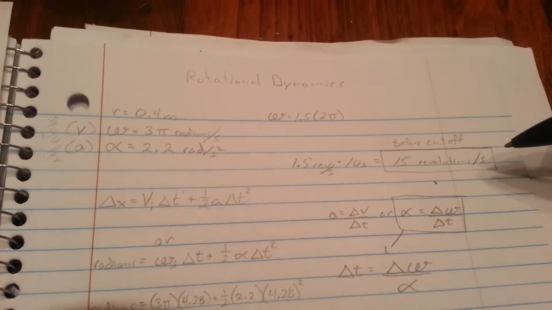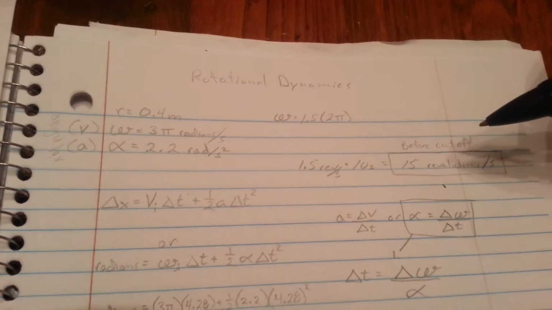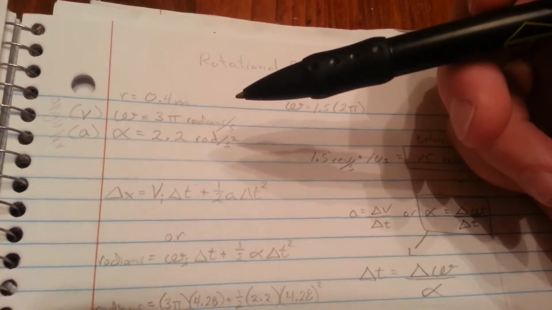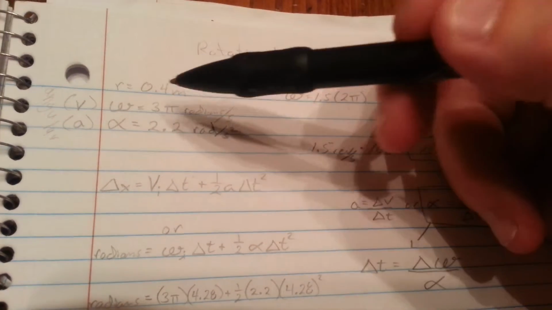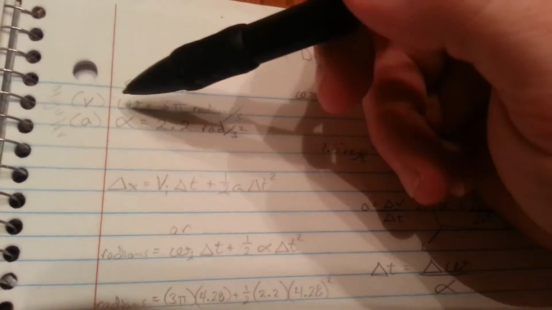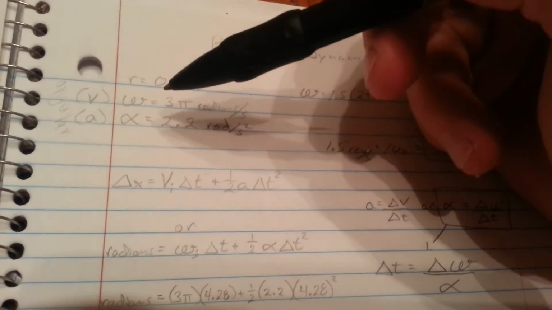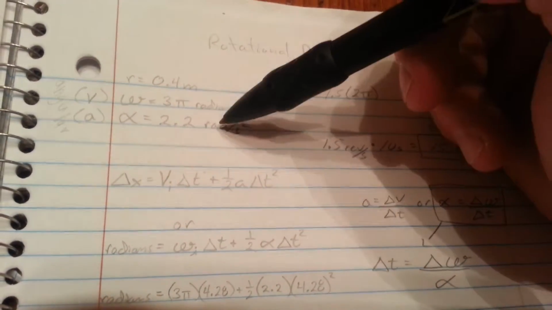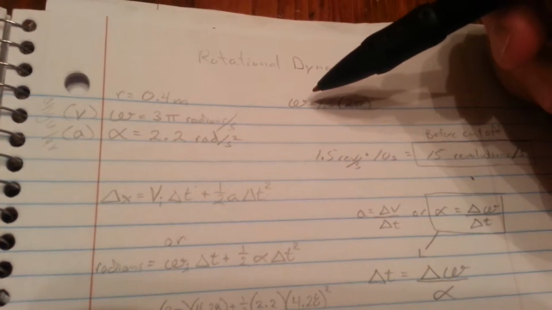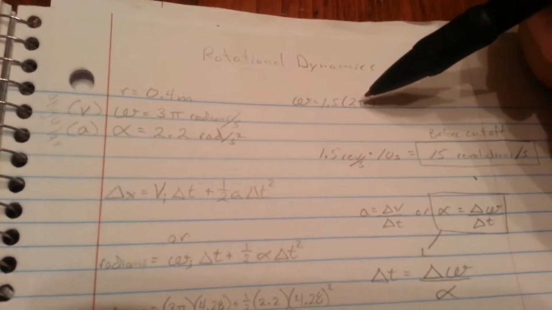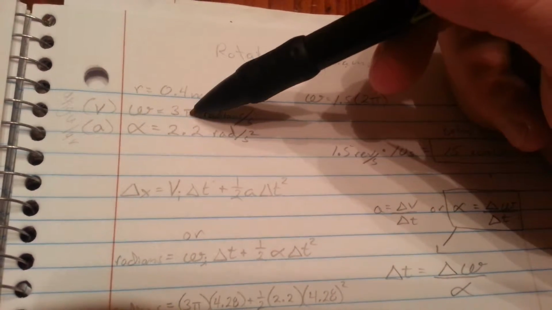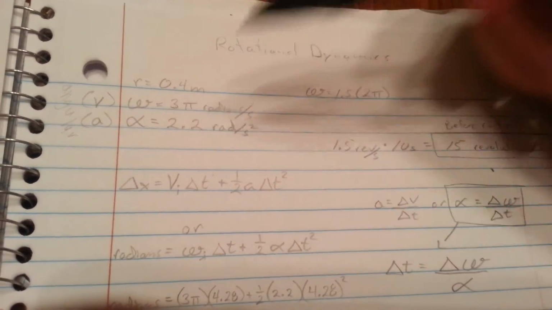In the equation, it gives me the radius of the fan blades, the angular velocity, which I put in radians per second, and the angular acceleration, which is in rads. So I took the angular velocity, which was just in revolutions, and multiplied it by 2 pi to put it in radians, and that gives me 3 pi. So everything now is in radians.